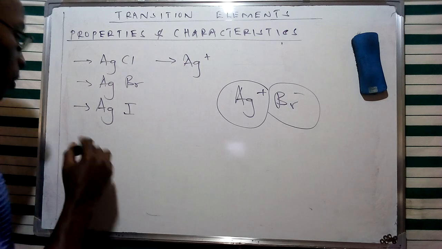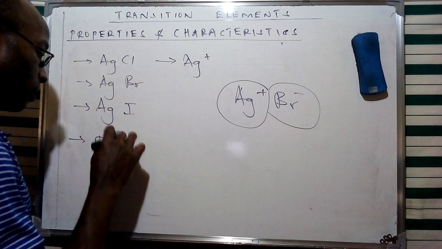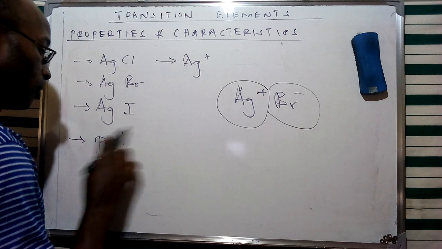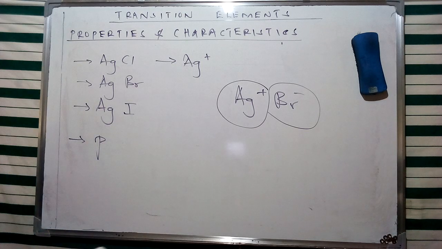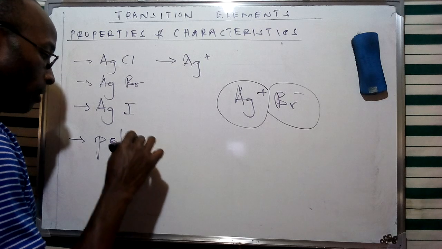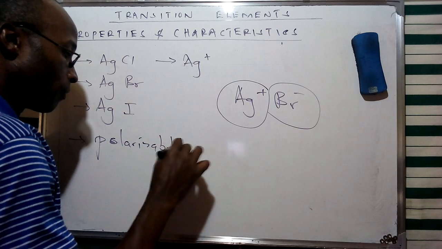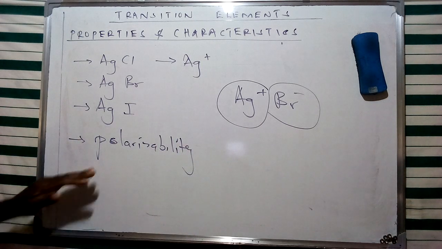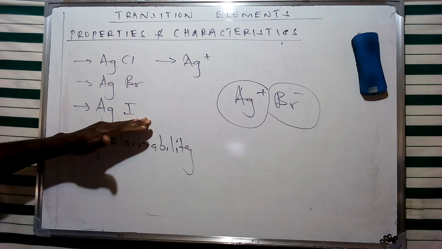Now, in terms of polarizability, the intensity of these colors which appear can be explained by the polarizability of these particular ions.